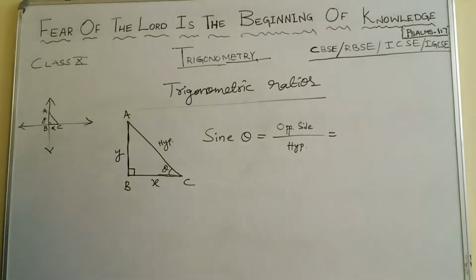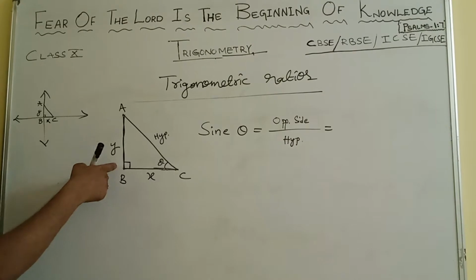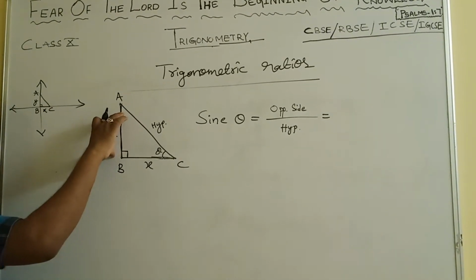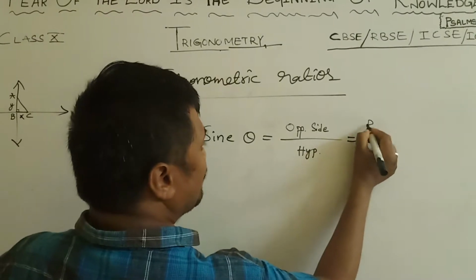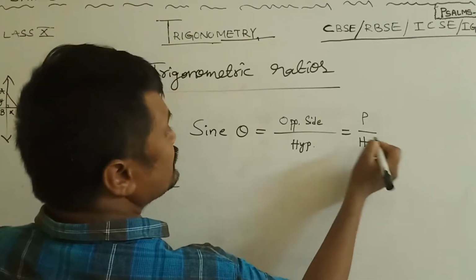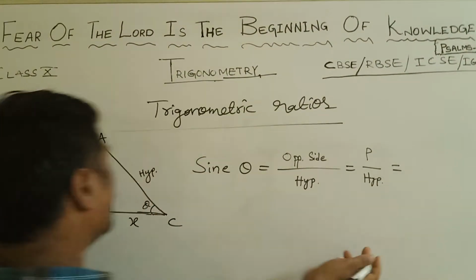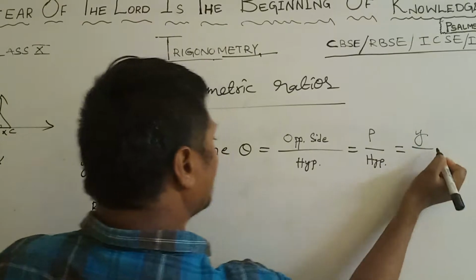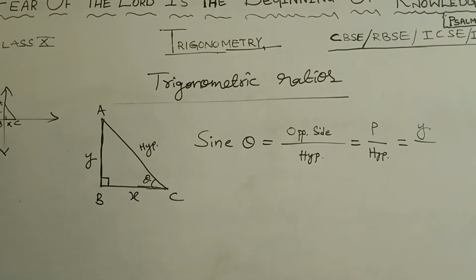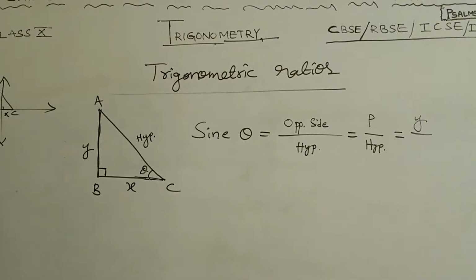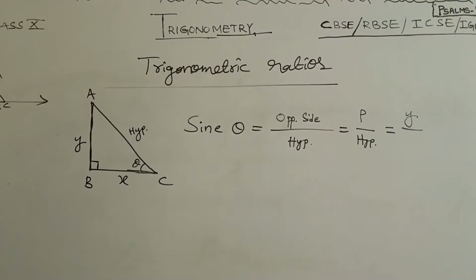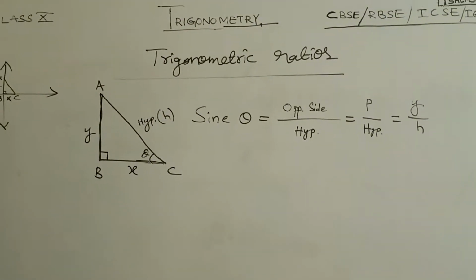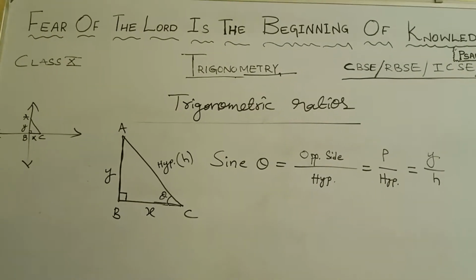Another name for the opposite side: you can check here, what is opposite to this theta? AB. And this is called the perpendicular also. So now in the opposite side's place you can write perpendicular upon hypotenuse. Okay, so that is equal to, what is perpendicular here? Opposite to theta, what is there? Y. So write here y upon hypotenuse. You are finding this AC is nothing but your hypotenuse. So we'll write only hypotenuse, which I am thinking as small h. So y upon h.